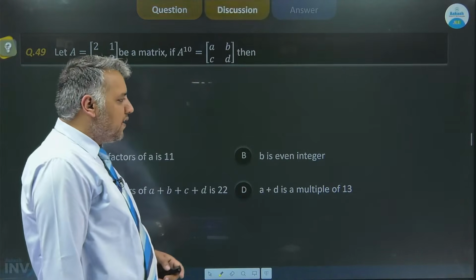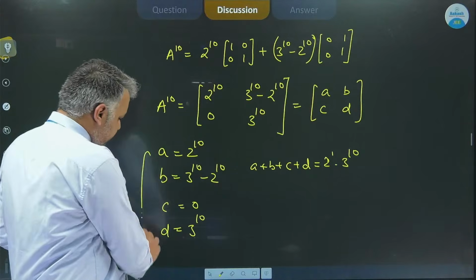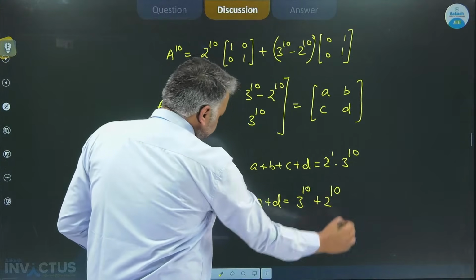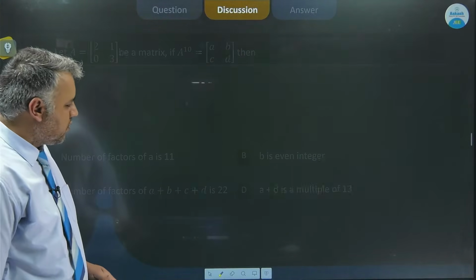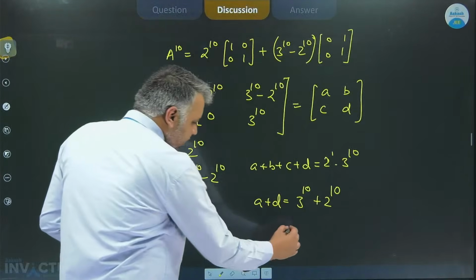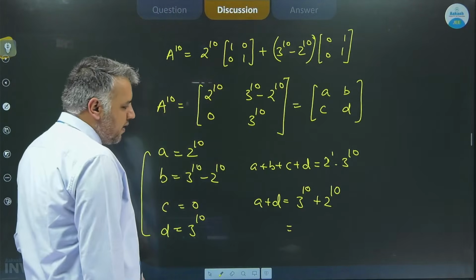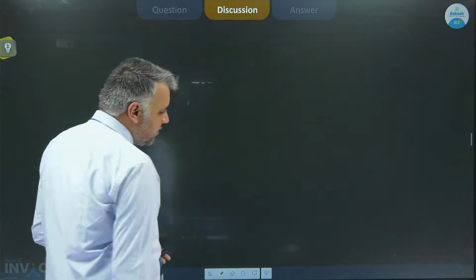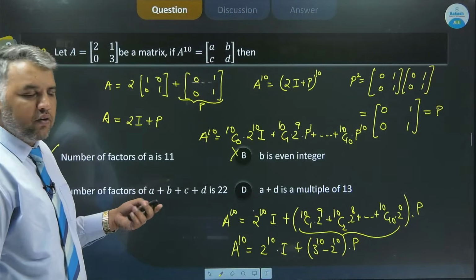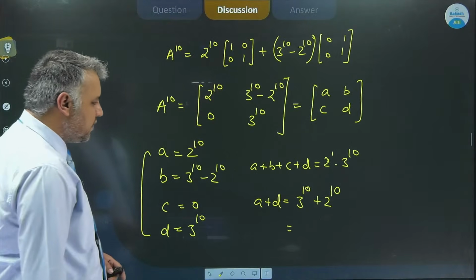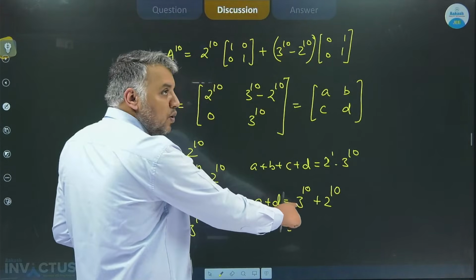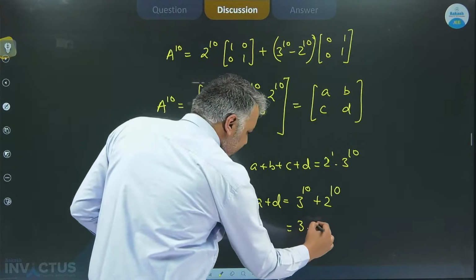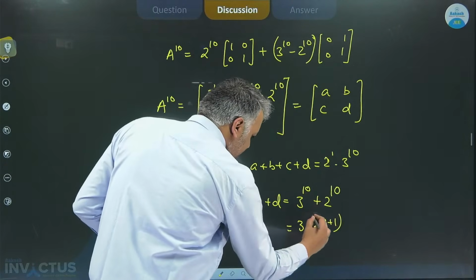A plus D is a multiple of 13. Now what is A plus D? A plus D is 3 power 10 plus 2 power 10. So we have to check whether it is a multiple of 13 or not. Okay, we can write this 3 power 10 as a multiple of 13 plus 1 or minus 1. So we can write it as 26 plus 1. So we have to take 3 separate, and then we can write it as 27, 26 plus 1 whole power 3.